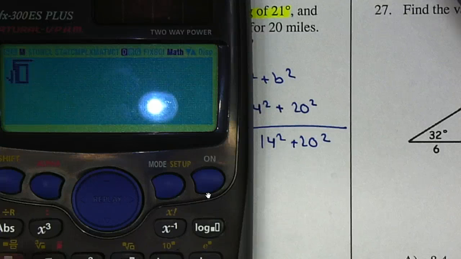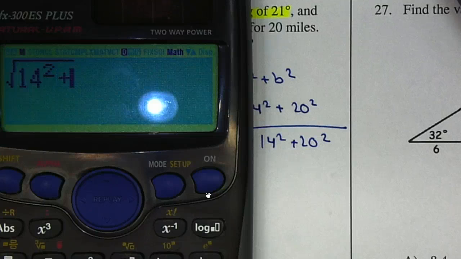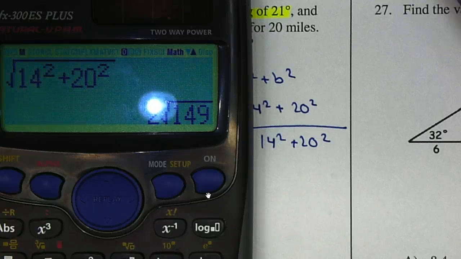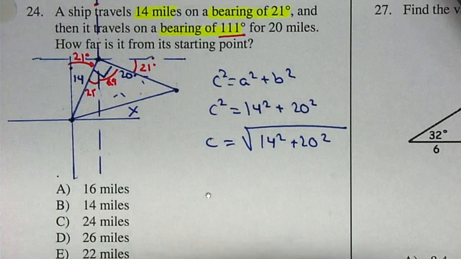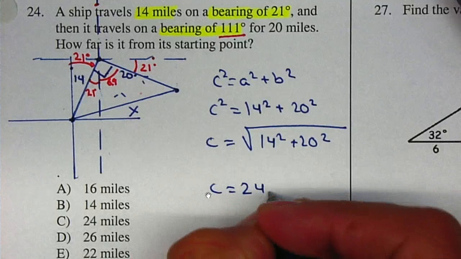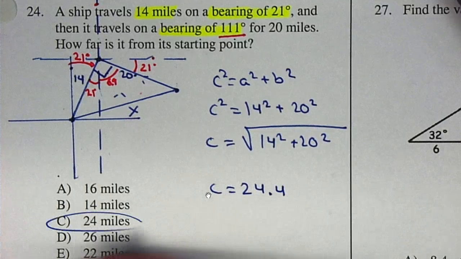So I'm going to use my calculator for the square root of 14 squared plus 20 squared. And my answer will be 24.4. So c is equal to 24.4. But in this case they rounded it to 24.